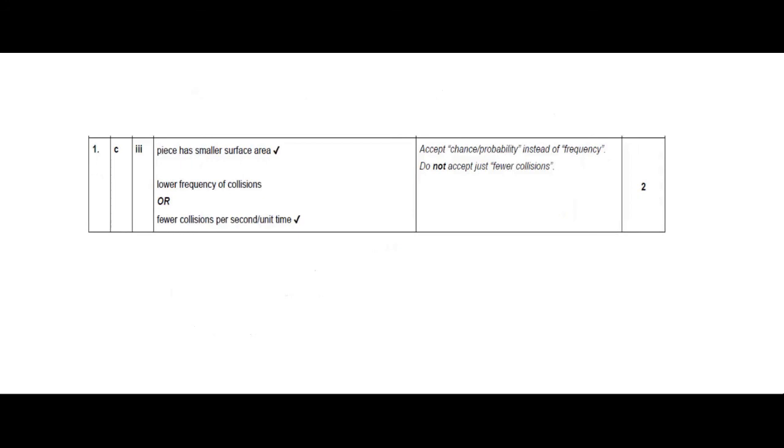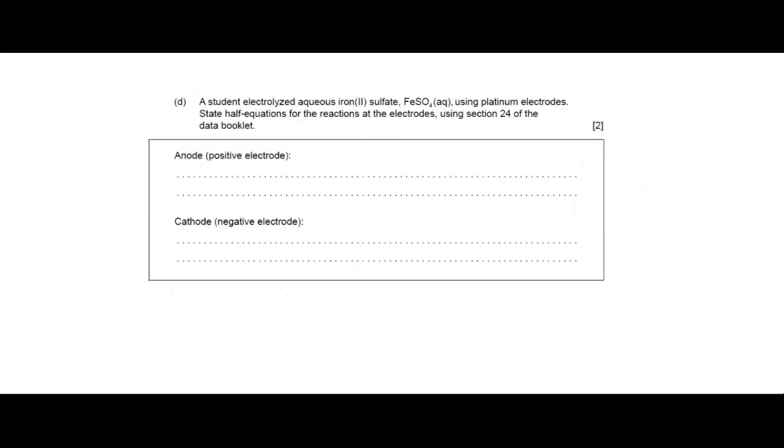This is the marking scheme. This is the last section from question 1. You may read the question by pausing the video. A student electrolyzed aqueous ferrous sulfate, FeSO4 solution using platinum electrodes. State half equations for the reaction at the electrodes using section 24 of the data booklet.